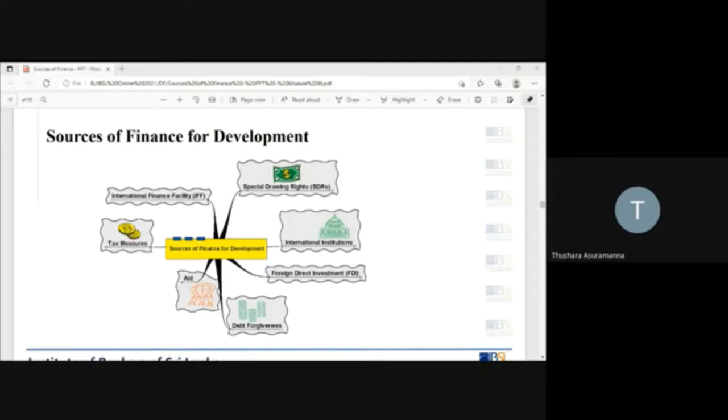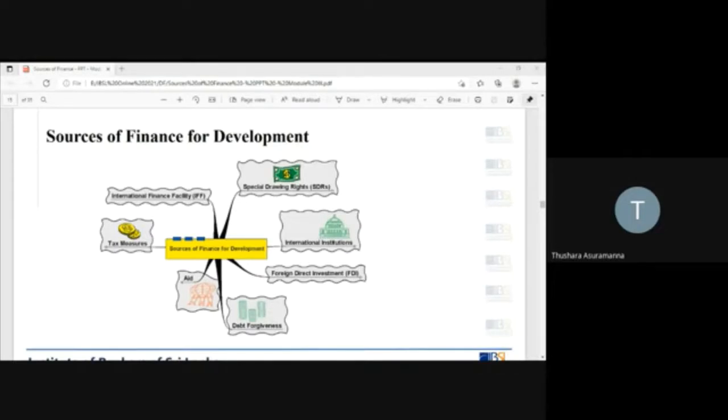They may be doing development activities, maybe development projects. Like several, maybe tax measures, international institutions, foreign direct investment, debt forgiveness, aid, special drawing rights, international financing facility. There are so many things, even if you think about Sri Lanka today. We may also, as a country, need some financial support. It could be through the International Monetary Fund. It could be through the countries that already supported us in terms of financing, and we might need a pre-structured kind of support.